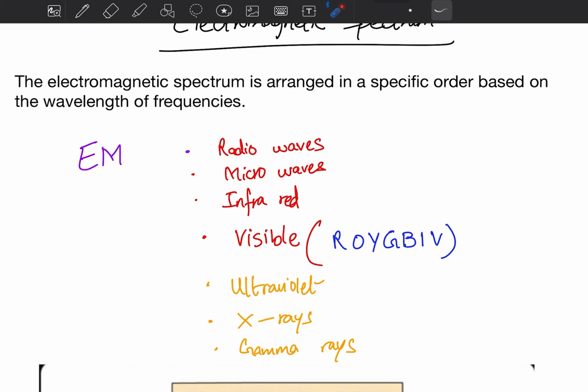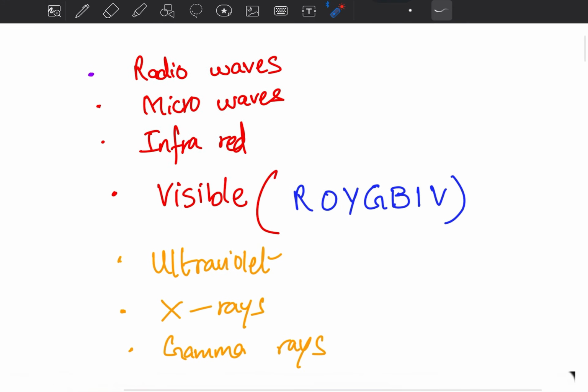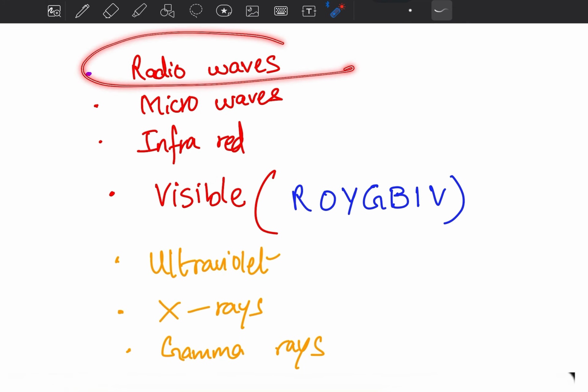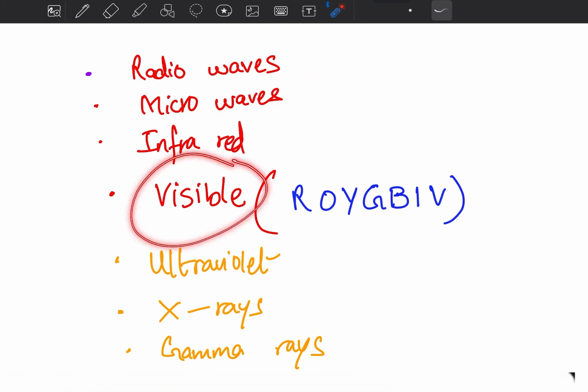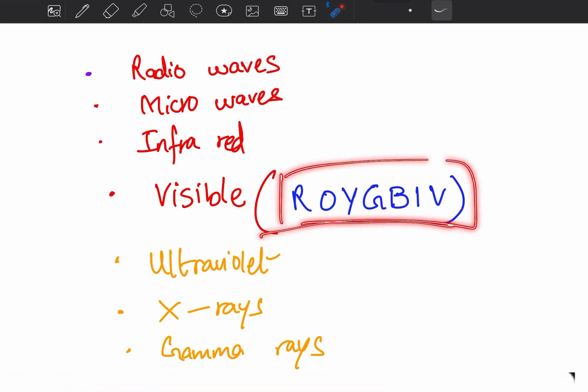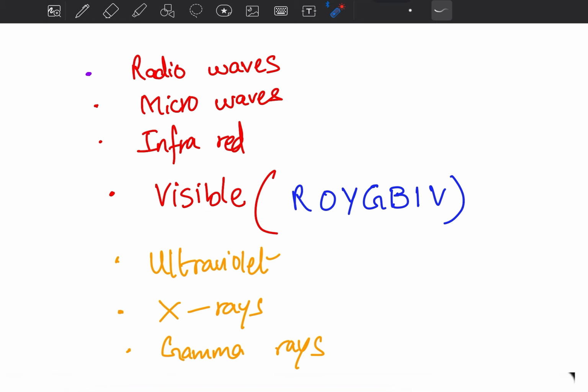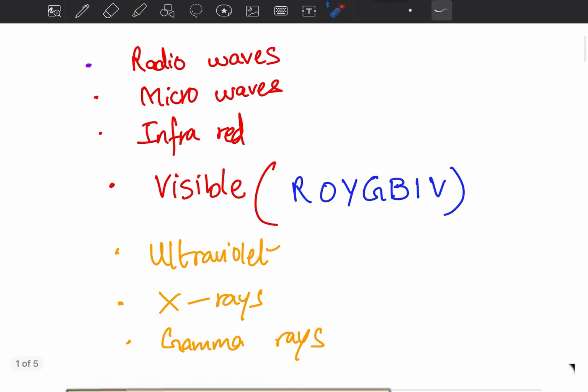All right. So the main groupings of the continuous electromagnetic spectrum are the ones that I've mentioned here: radio waves, microwaves, infrared, and visible light. In visible light, you have the Roy G. Biv structure, in which we studied red, orange, yellow, green, blue, indigo, and violet light. Then you have ultraviolet, then X-rays, and then gamma rays. The order is shown in the diagram.